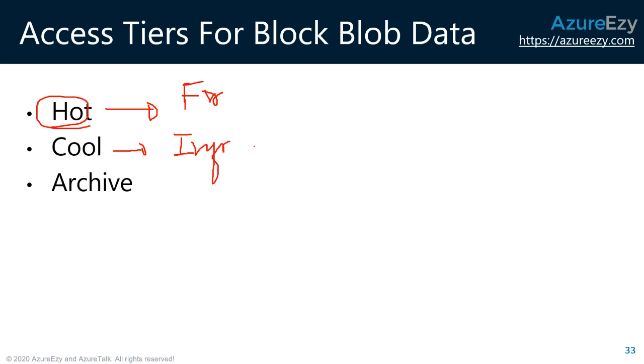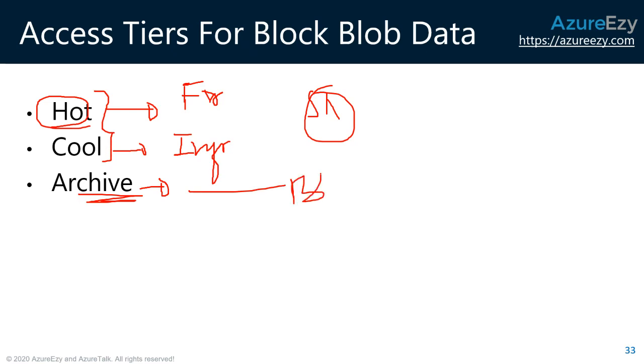So storing data in the cool tier is more cost effective, but accessing the data is a little more expensive than accessing data in the hot tier. Now you should have a pretty good idea about the archive tier, which is available only for individual blobs. You can choose the other tiers at the storage account level, but this happens on the blob level.